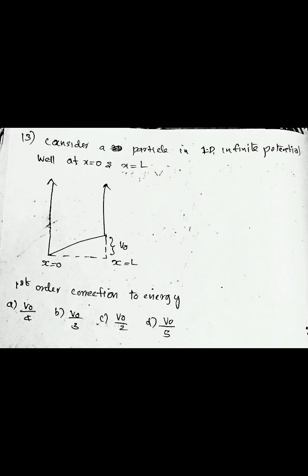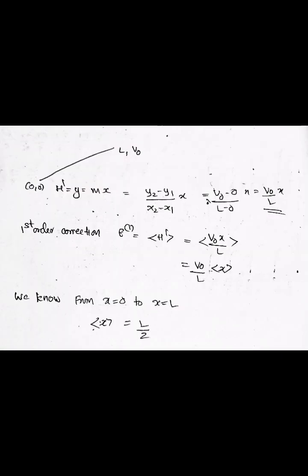The next question is, consider a particle in a one-dimensional finite potential well at x is equal to 0 and x is equal to L. What is the first order correction to energy? So here the perturbation is applied between x is equal to 0 and x is equal to L. So here it is a straight line. So the coordinates are (0, 0) and (L, V0).